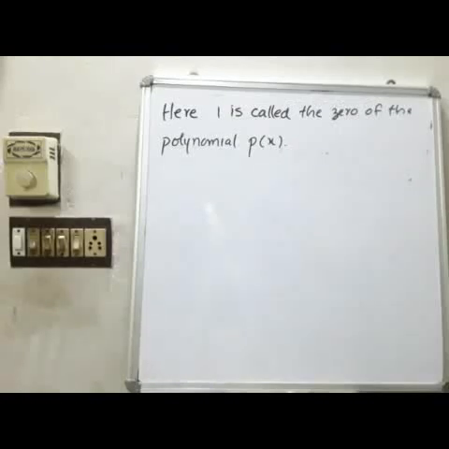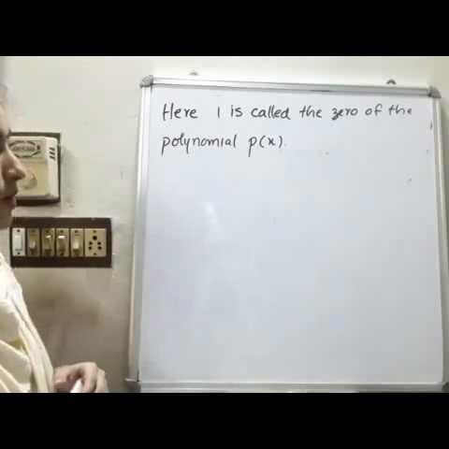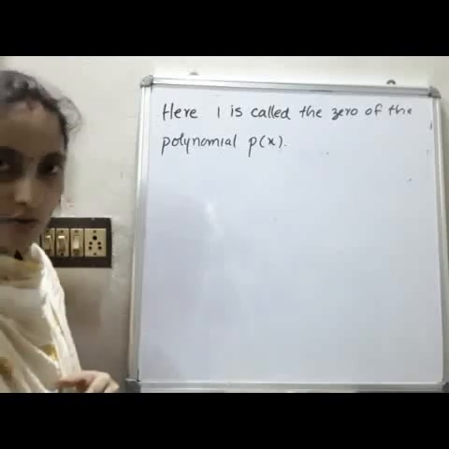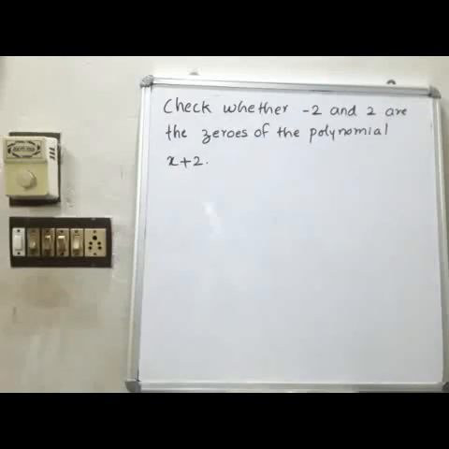Here, 1 is called the 0 of the polynomial p of x. This much we have to write. Okay. Then we'll move to the next question. So please write down the next question.